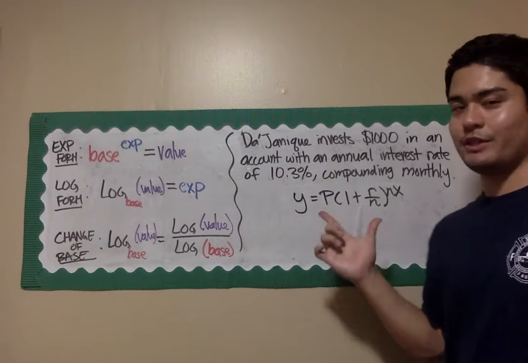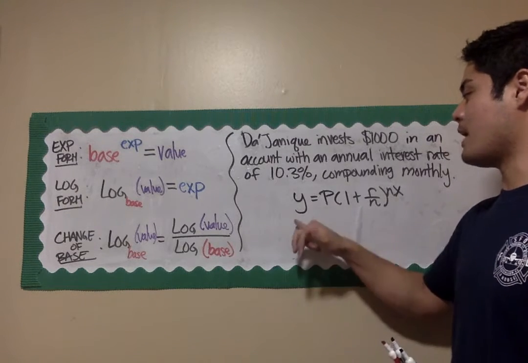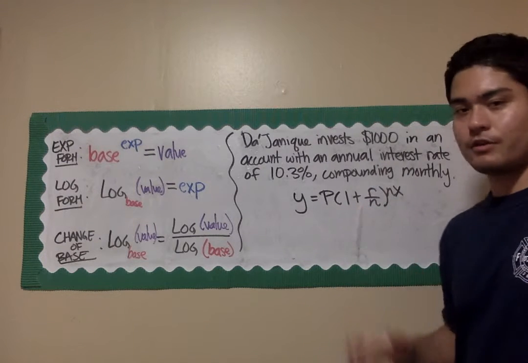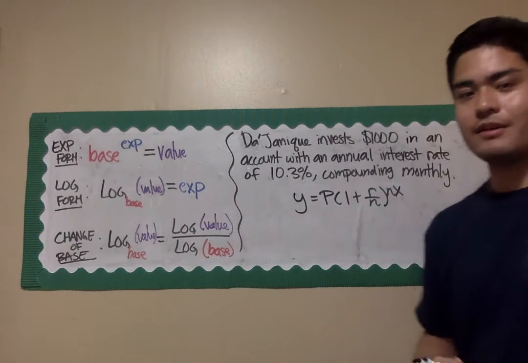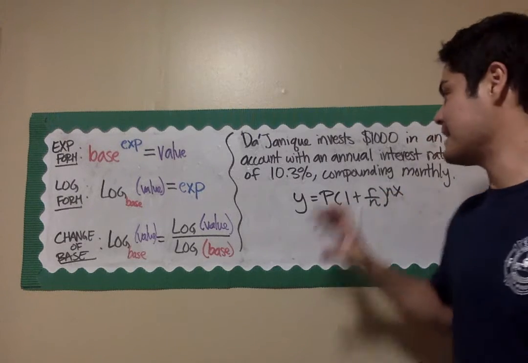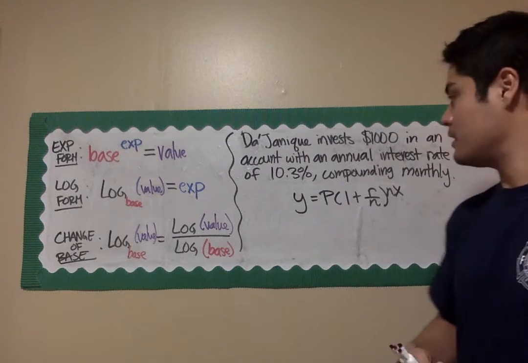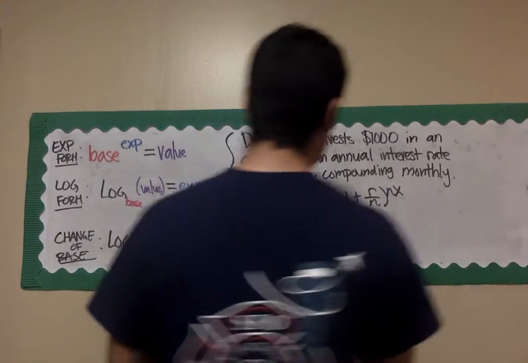This is the equation we use when we're calculating compound interest. Okay, so y equals the principal times 1 plus the rate over the frequency to the power of the frequency times x. That's a lot of variables, so we're going to dissect this equation and put it in here. First the p. I'm going to rewrite this equation.